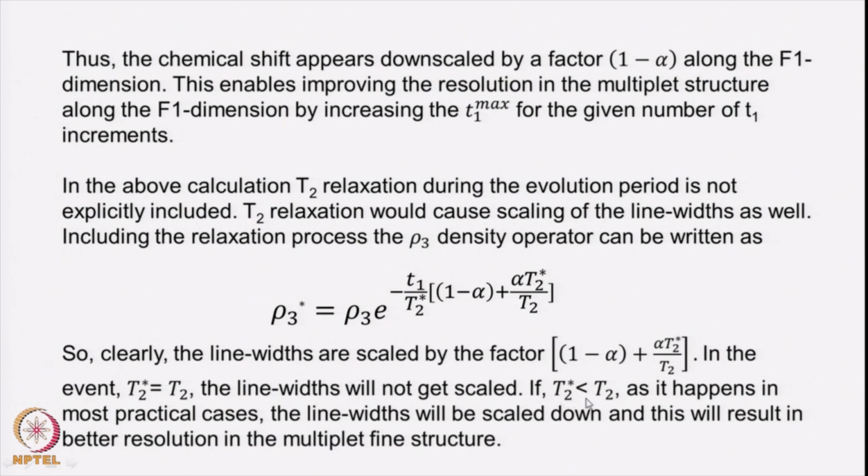But if T2 star is less than T2, as it happens in most practical cases, the line widths will be scaled down, and this will result in better resolution in the multiplet fine structure. And this condition will always be satisfied, that T2 star will be less than T2. You get improvement when you have this condition satisfied. The fine structure will appear much better when you have downscaled the chemical shifts.